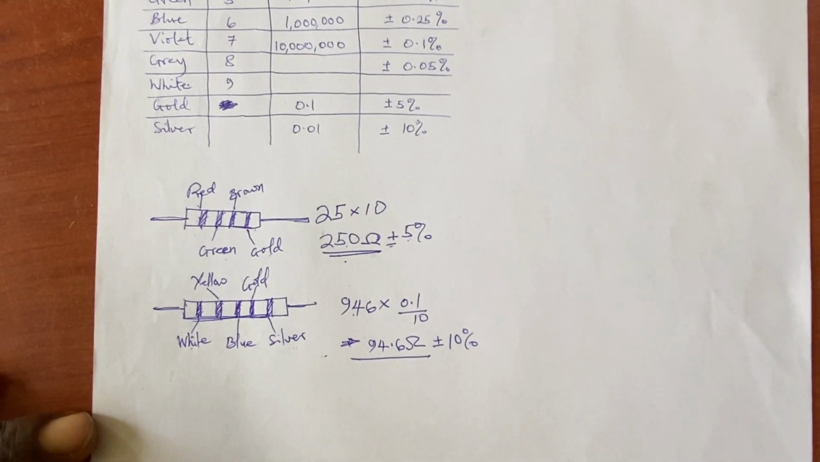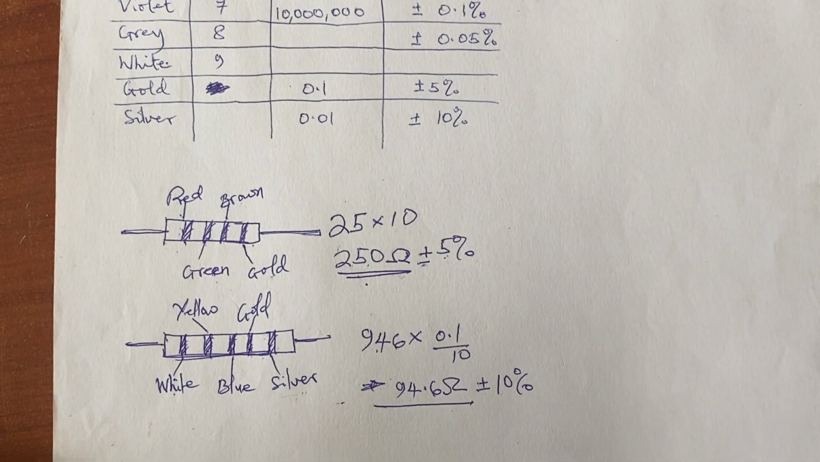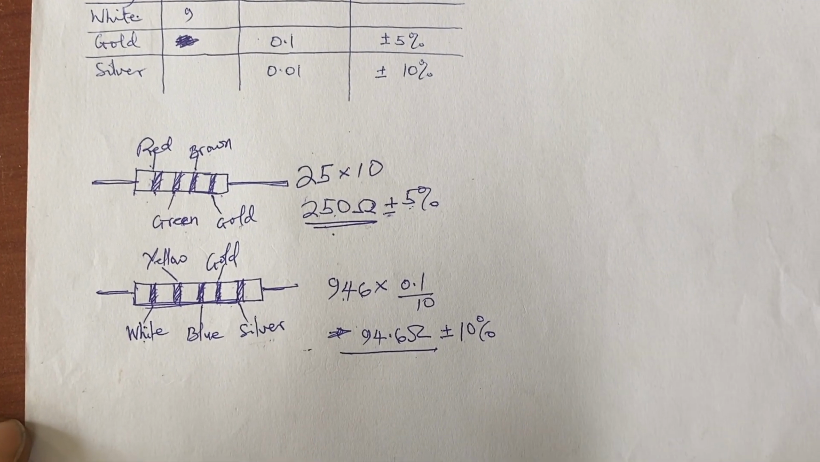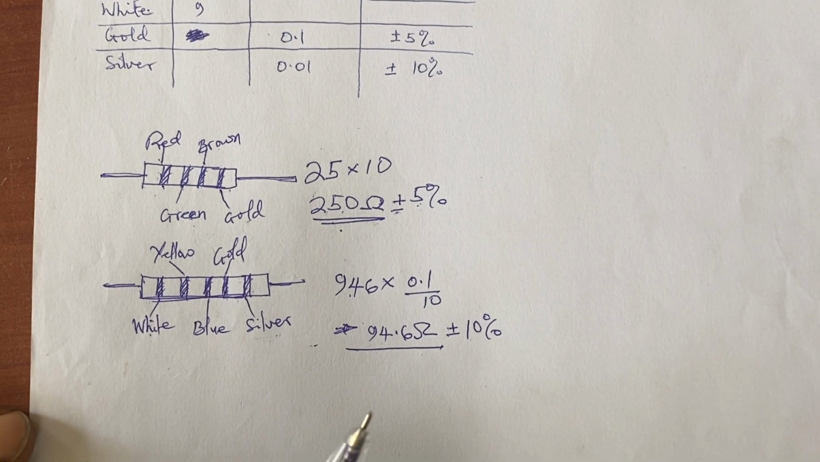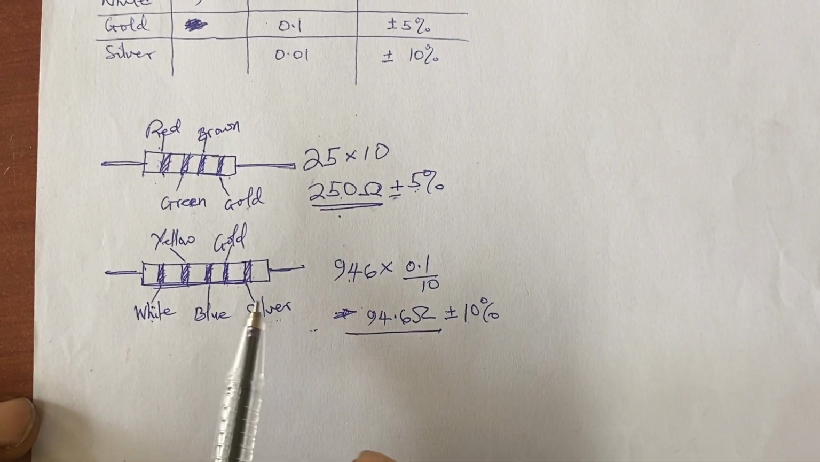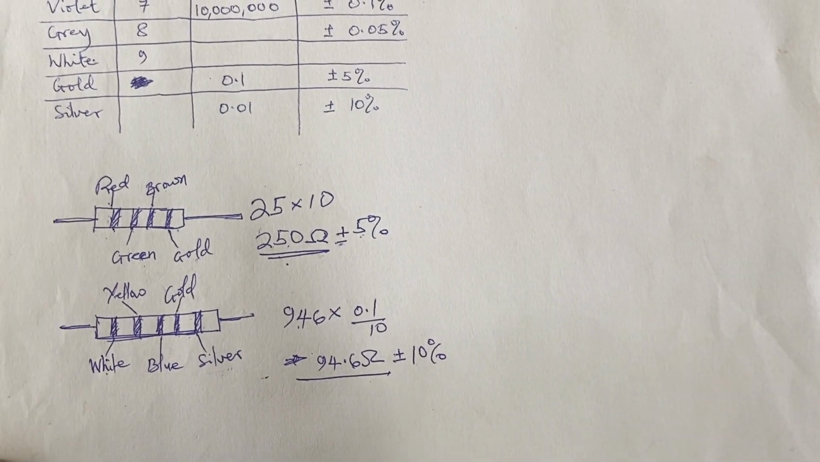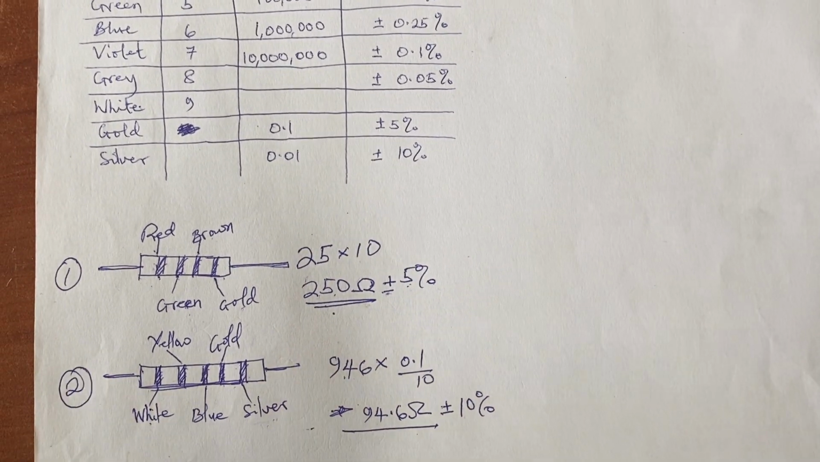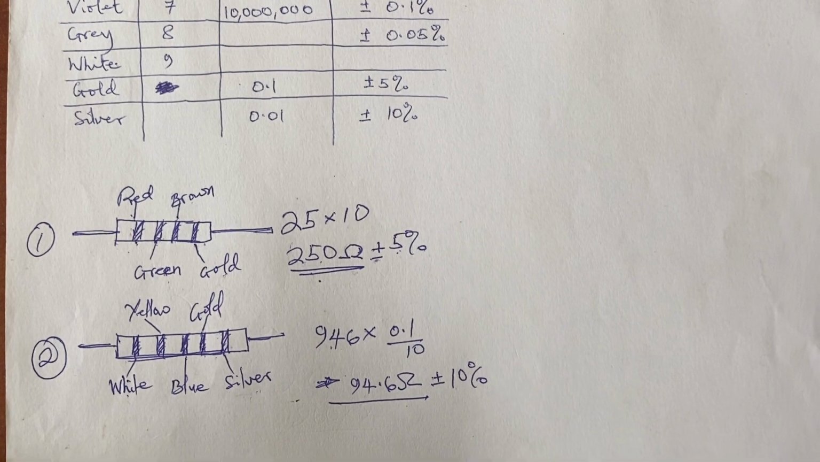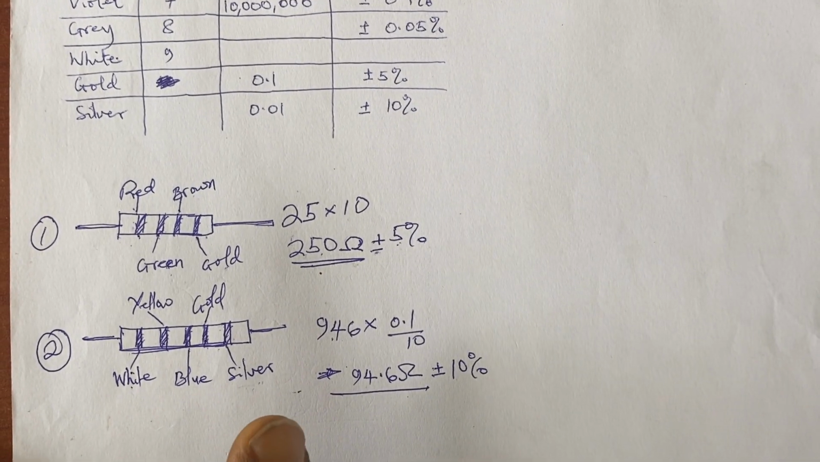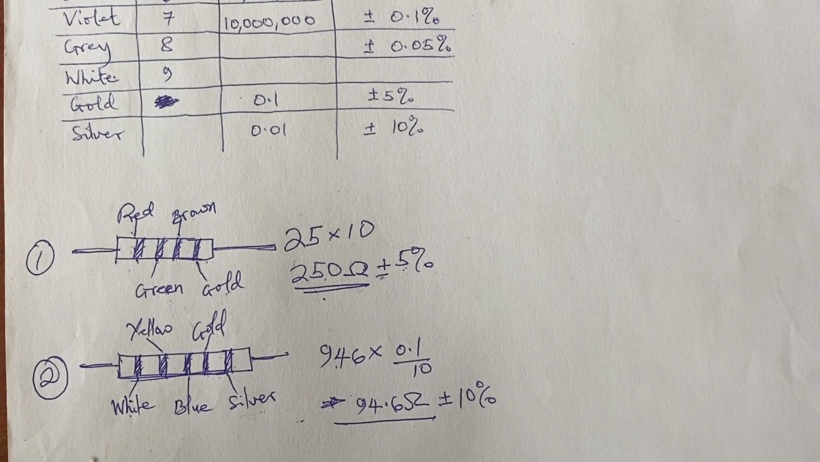I believe anyone can handle color codes in resistors with the one and two examples that we have done. I believe we should be able to do things like this, knowing the color codes of a resistor.